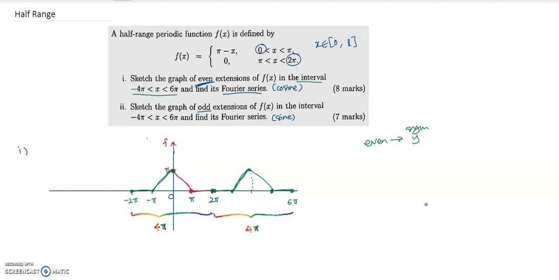Okay, so you can see we repeat the same pattern. Now we are going to do the left-hand side. On the left, for a complete period, it's supposed to be from negative 6 pi to negative 2 pi, but somehow this question asks us to start with negative 4 pi only.